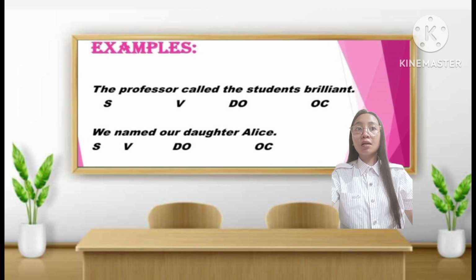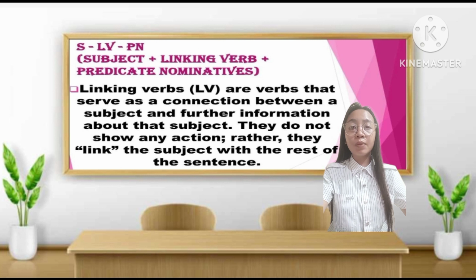Next, we have, we named our daughter Alice. We is the subject. Named is the verb. Our daughter is the direct object. Alice is the objective complement. Next, we have the SLVPN or the subject, linking verb plus predicate nominative.